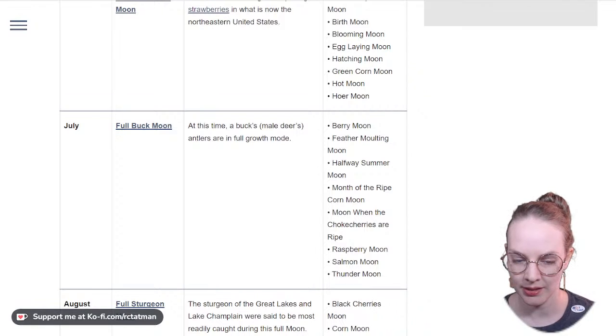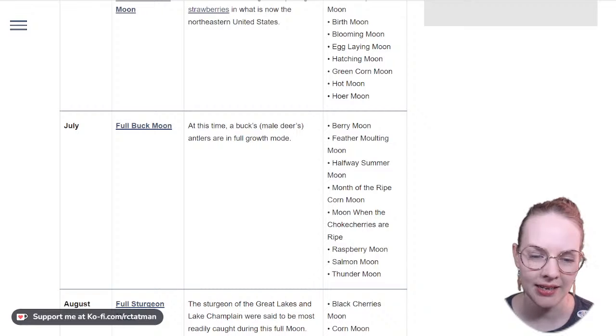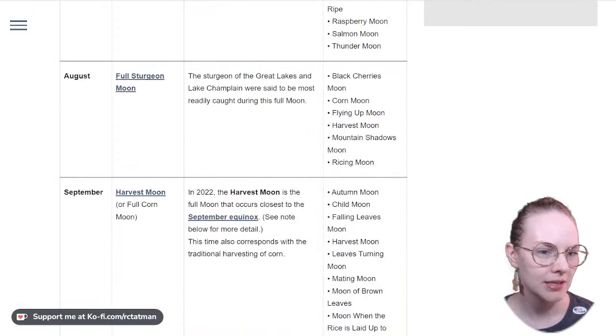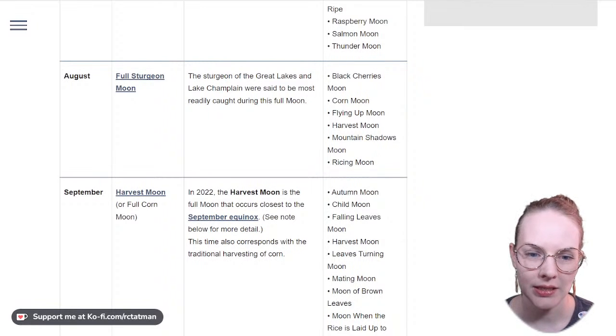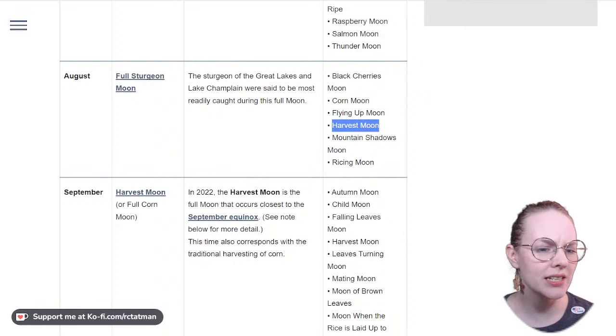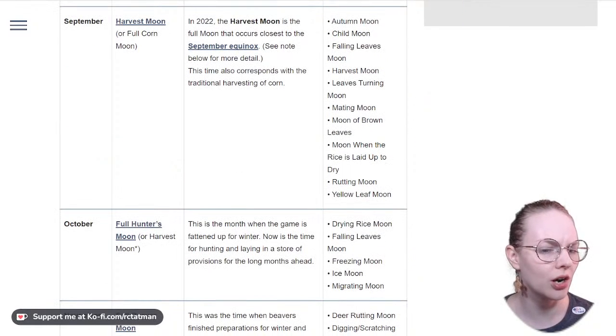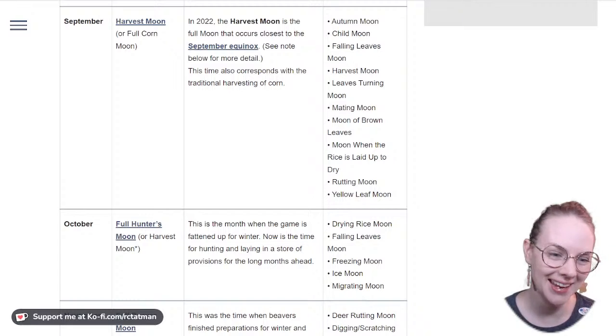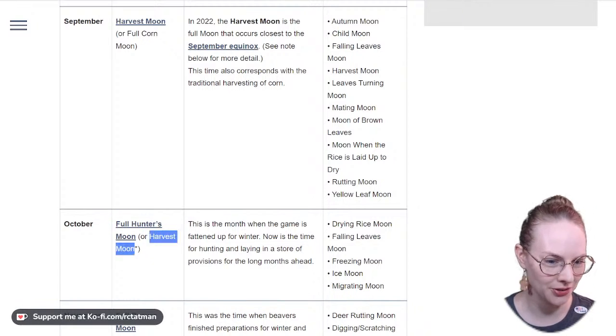Buck moon. I'm not super familiar with any of these names. Maybe the corn moon? Harvest moon? Isn't the harvest moon generally in October? Early October? Anyway, you can see, okay, so the harvest moon can also be in October.